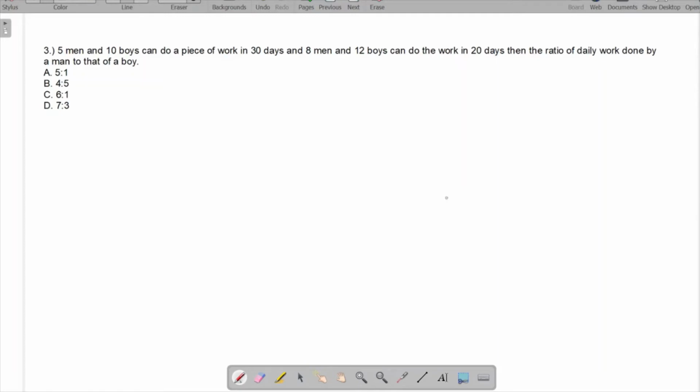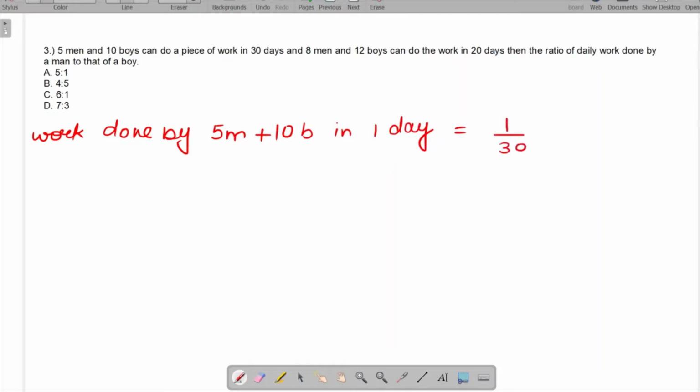So first of all, we will take the work done by 5 men and 10 boys in one day. So we can write like this: work done by 5 men and 10 boys in one day will be equal to 1 by 30. Similarly, the work done by 8 men and 12 boys in one day will be equal to 1 by 20.